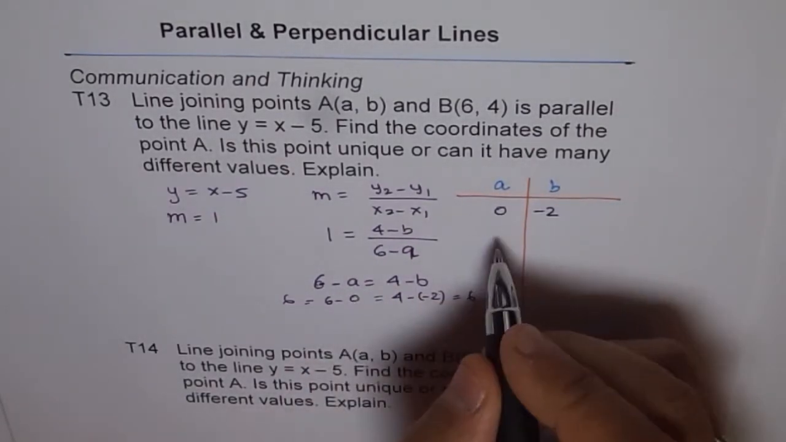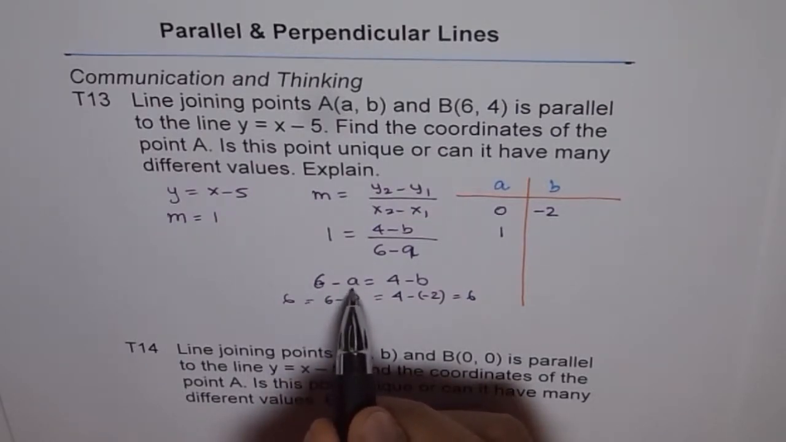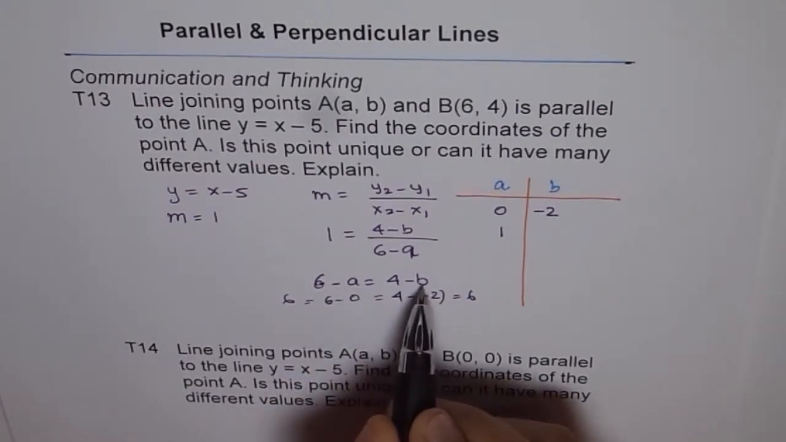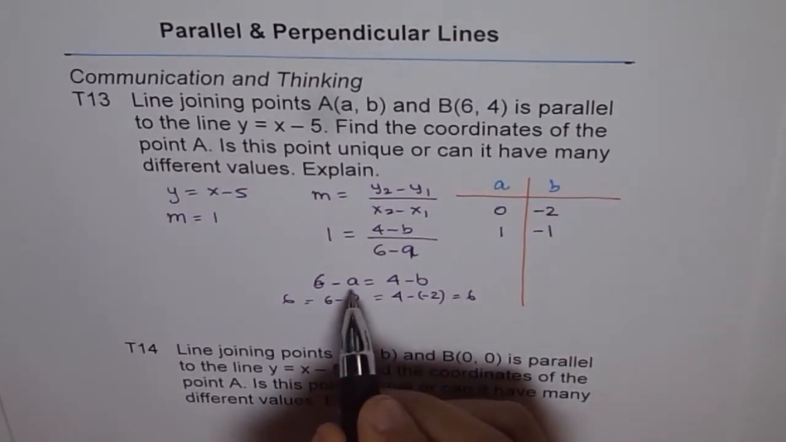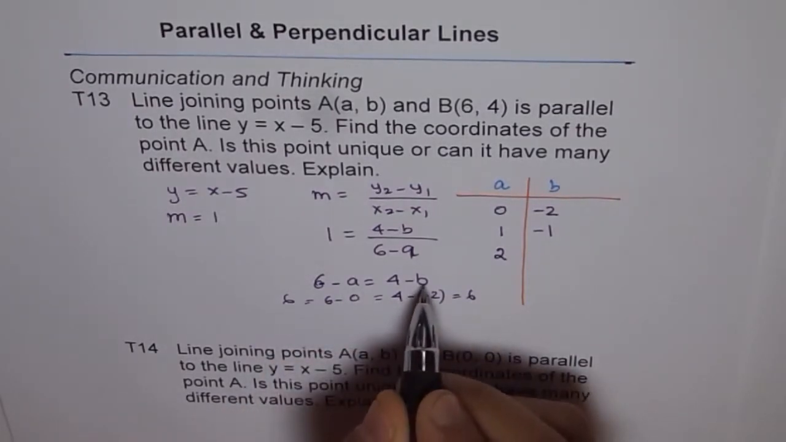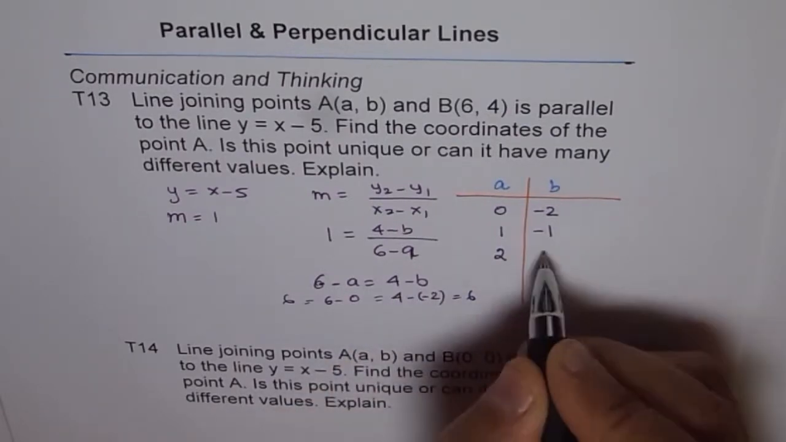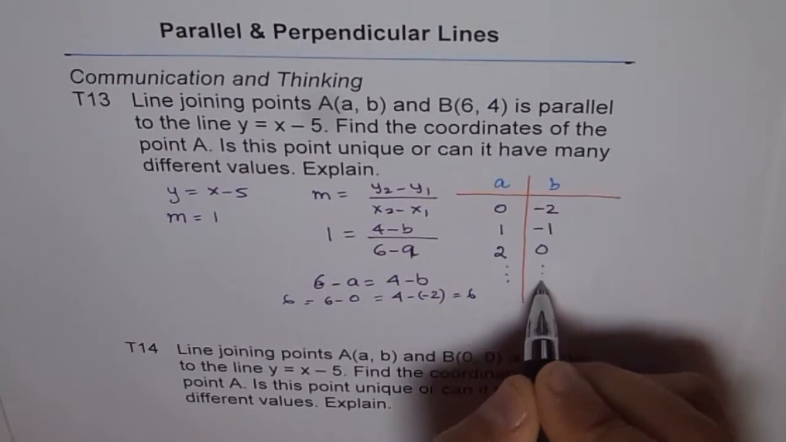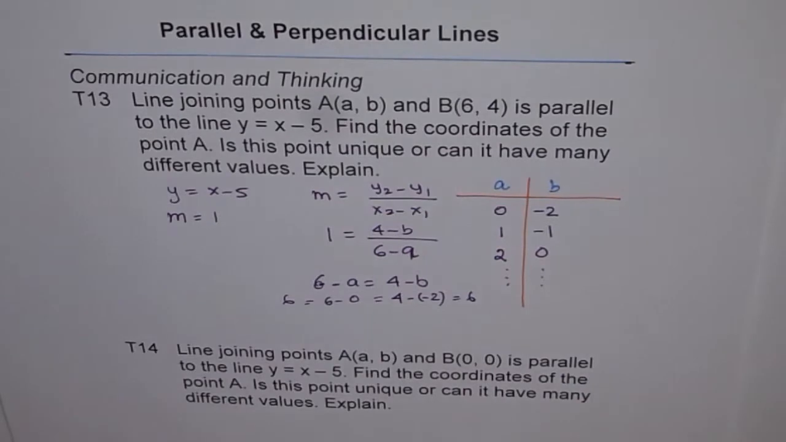Now let us put a as, for example, 1. If I put a as 1, then 6 minus a becomes 5. Now what value of b will make 4 minus b as 5? That should be minus 1. So we'll write minus 1 here. Let me try the value a as 2. If I write a as 2, 6 minus 2 is 4. Now what value of b will give me 4 on the right side? 4 minus 0, correct? So b should be 0. Likewise, we can get many different values of a and b which will satisfy our equation.